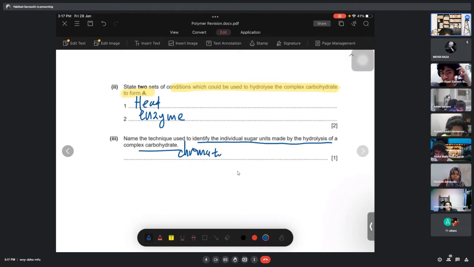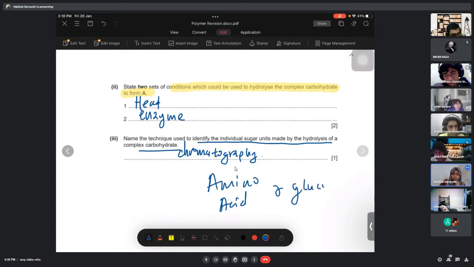Okay, name the technique used to identify sugars from hydrolysis of complex carbohydrate. Chromatography. Remember always to separate amino acids and glucose, we use chromatography because they are a mixture, they are not a compound, so they can be separated through chromatography. Understand?